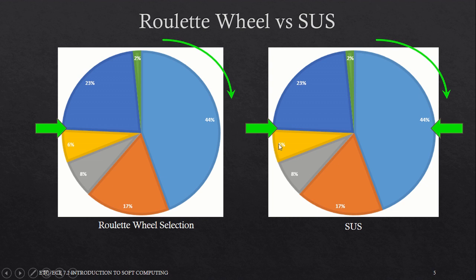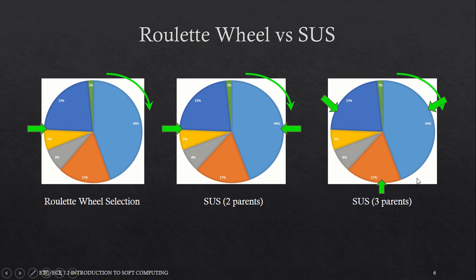Now consider the same wheel but with three pointers like this. The pointers are placed at uniform distances, but the rotation stops randomly and selects three random individuals. The number of individuals, the number of pointers, may be whatever we want. I hope the idea is clear.